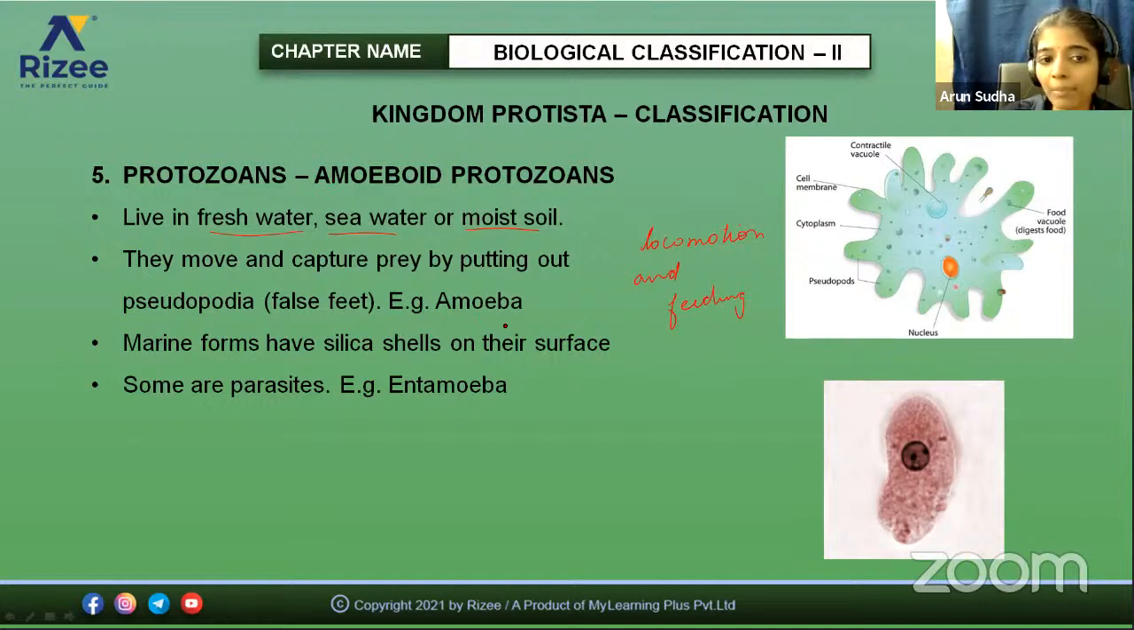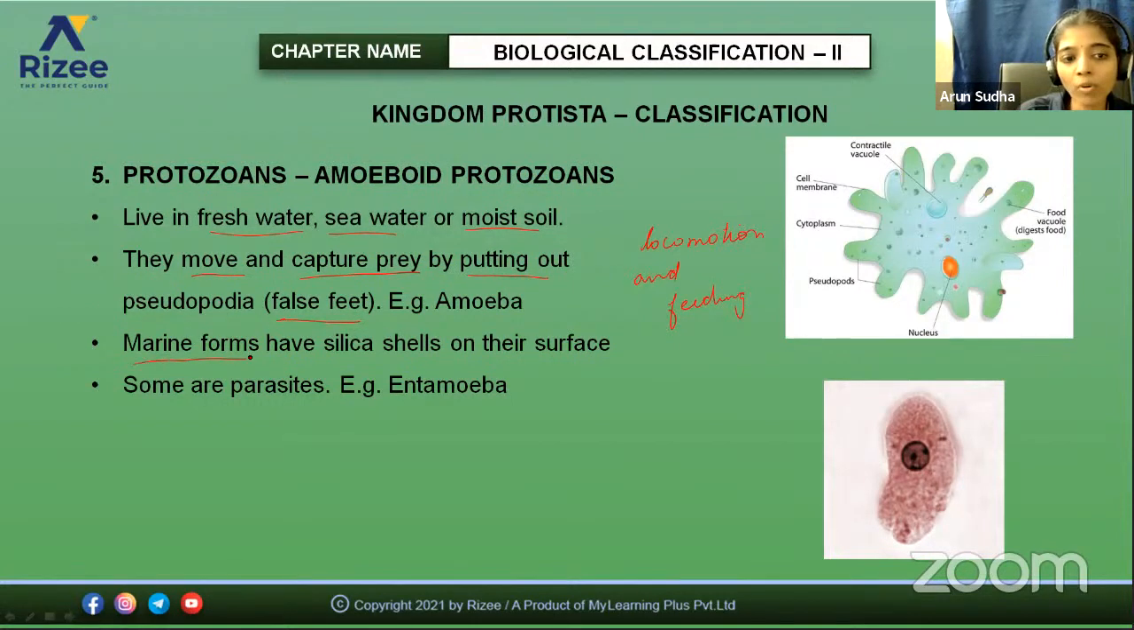Example is amoeba. They live in freshwater, seawater, or moist soil. So they move and capture prey by putting out the pseudopodia. Whenever there is a prey, the pseudopodia will enlarge and capture the prey, and then the food gets digested. So this is the false foot.